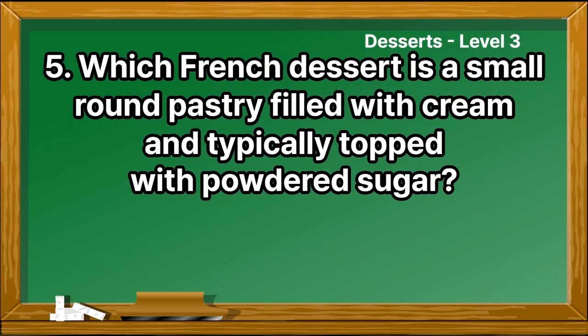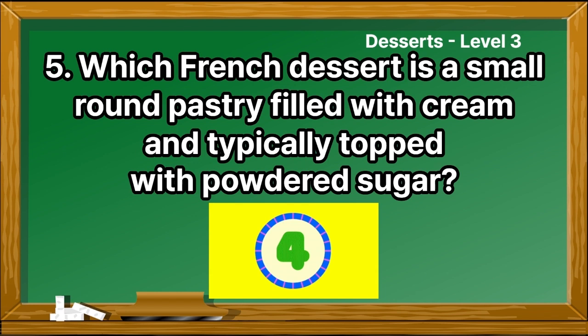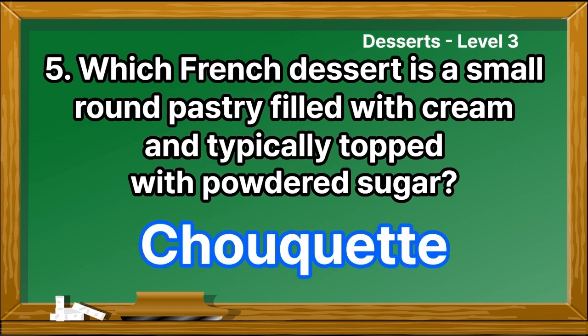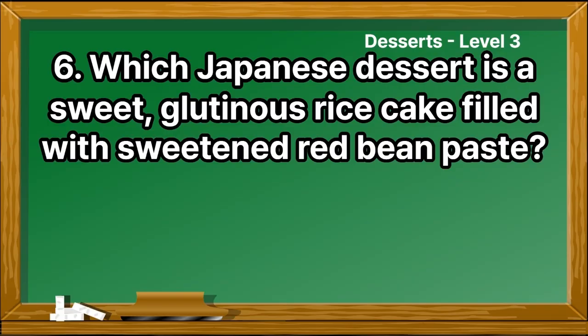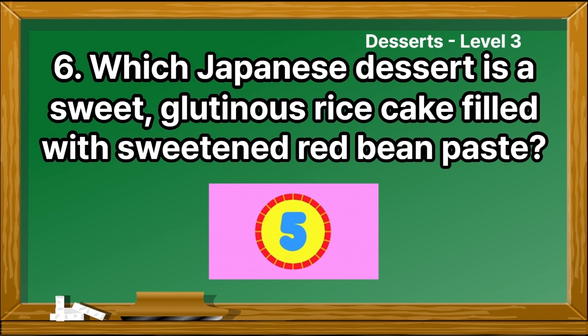Which French dessert is a small round pastry filled with cream and typically topped with powdered sugar? Chouquette. So far so good? Which Japanese dessert is a sweet, glutinous rice cake filled with sweetened red bean paste? Daifuku.